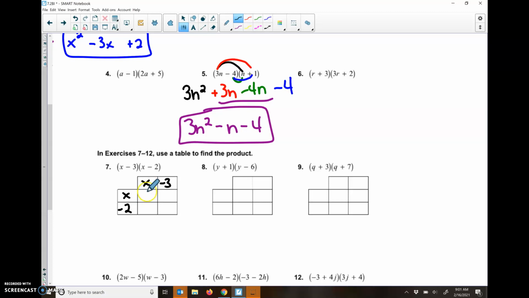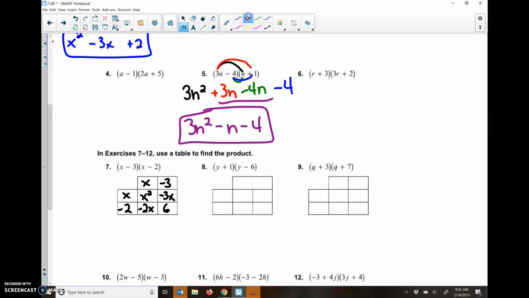Doesn't matter. And now for each box, you're going to kind of play like Battleship and see where they connect. So x and x connect in that box. And x times x is x squared. -3 and x connect in this box. And it's -3x. X and -2 connect in this box, so -2x. And then -2 and -3 connect in this box, and it's +6.